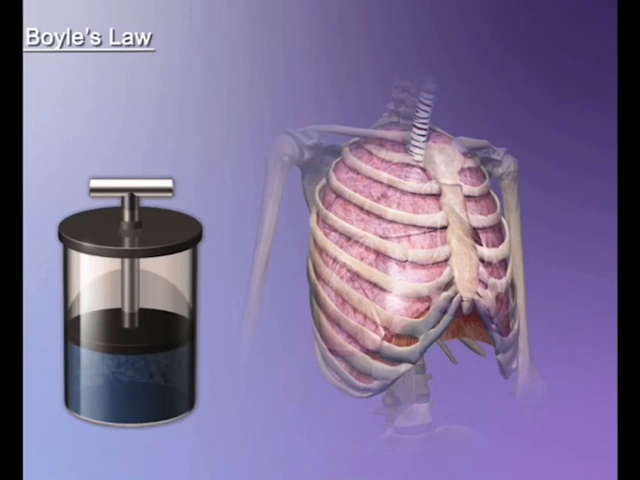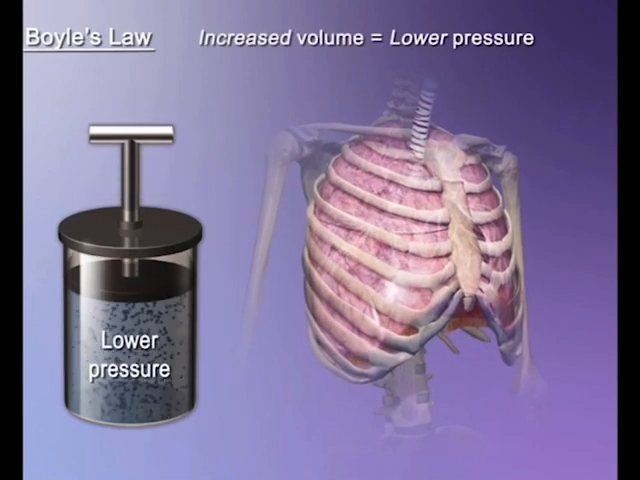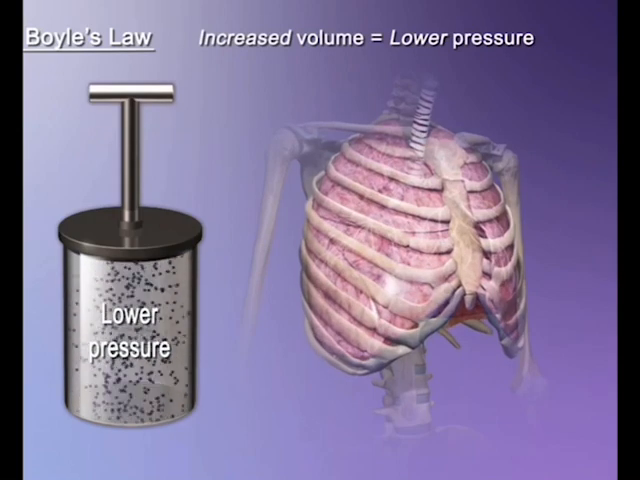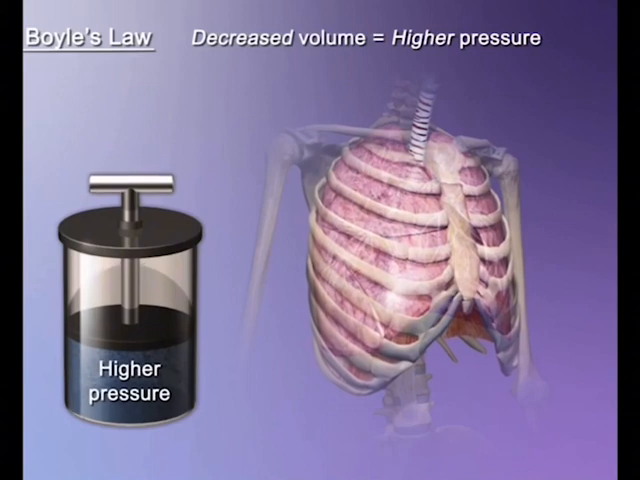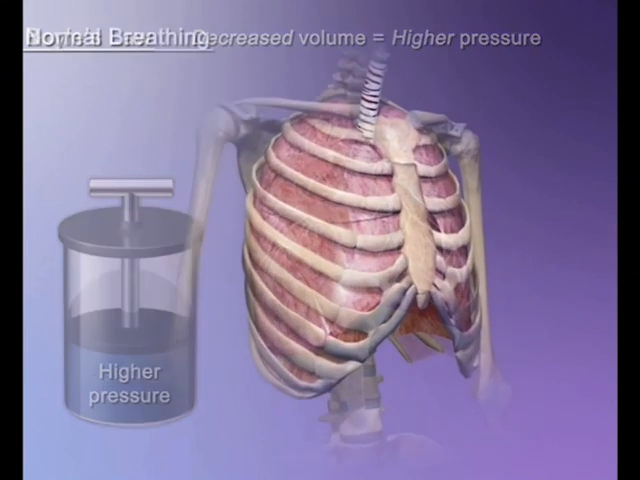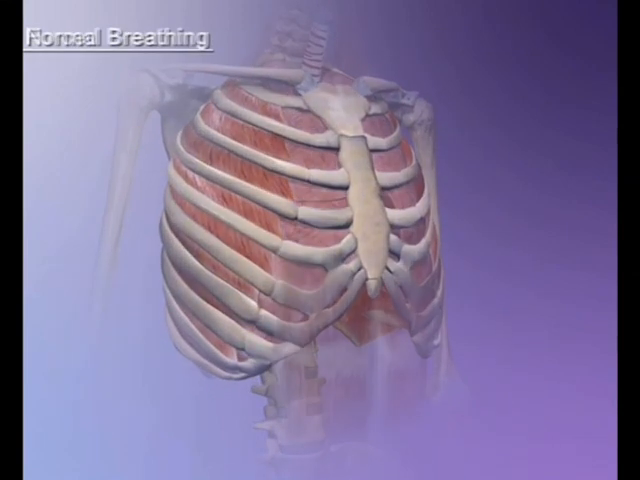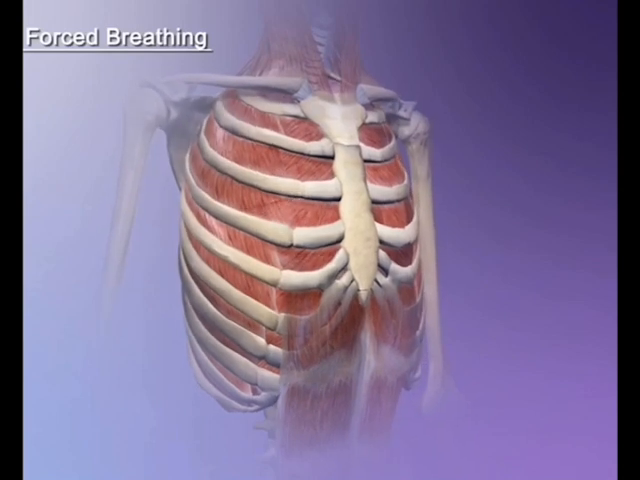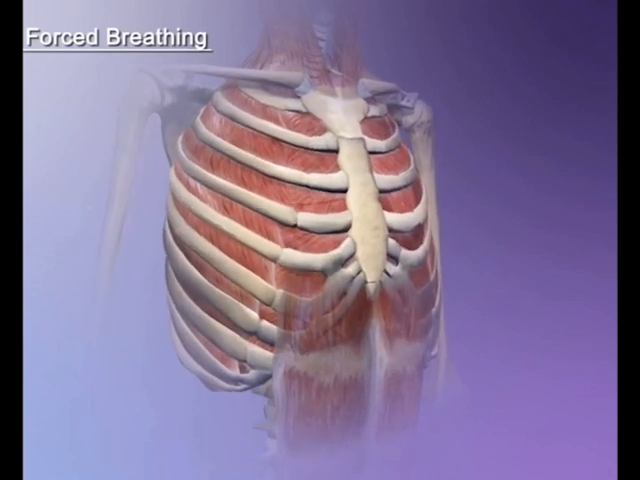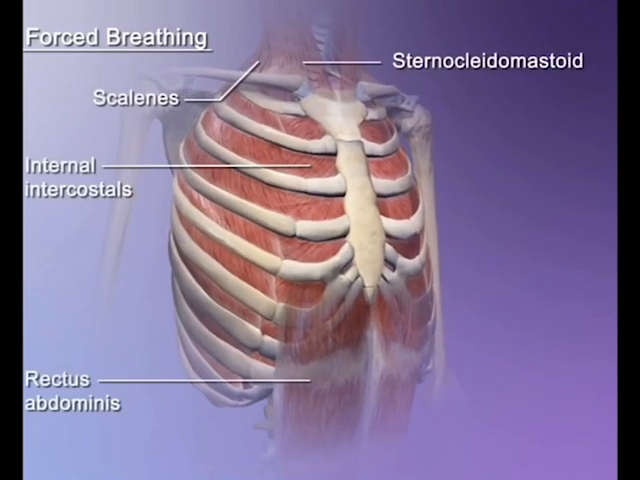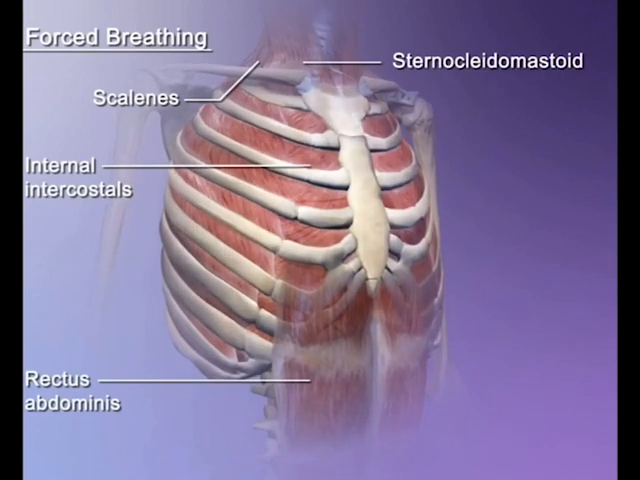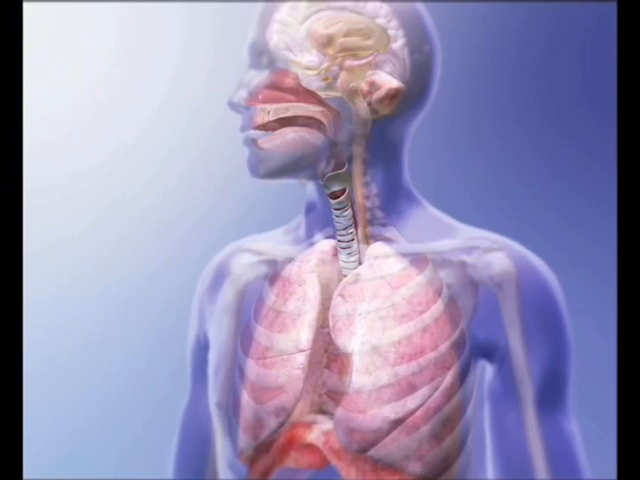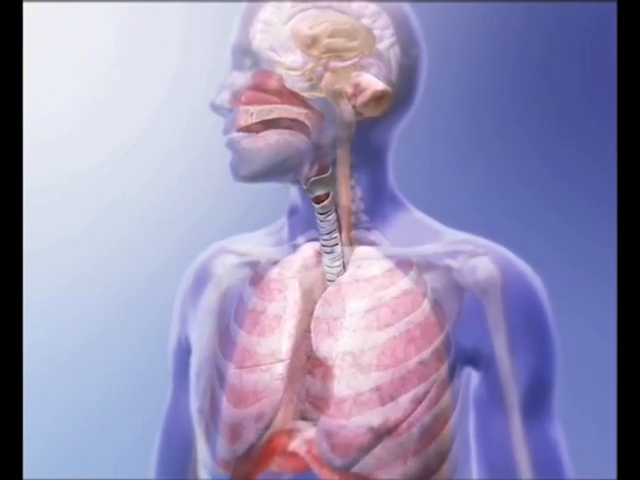Boyle's law explains this relationship between volume and air pressure. An increase in the volume of a container lowers the pressure of the air inside. A decrease in the volume raises pressure in the reduced space. The body's demand for more oxygen can change normal breathing to forced breathing. Additional muscles increase the changes in volume of the thoracic cavity so that more air can pass in and out more rapidly. Respiration is an involuntary function.